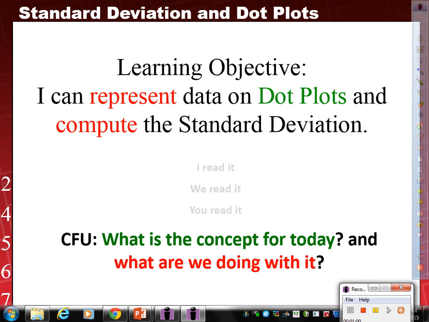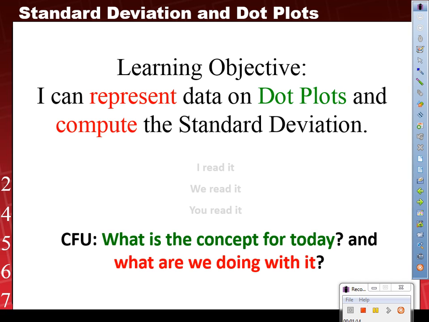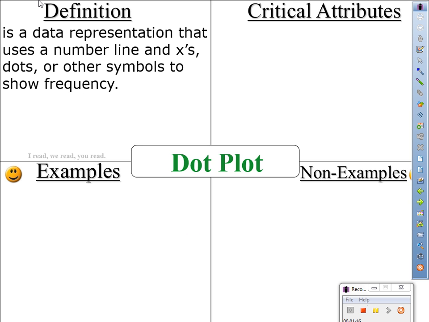Dot plots. This is a concept from last year. Some of you saw it in 7th grade, but I'm going to revisit it today just to make sure we got this. So what are dot plots? Dot plots is a data representation that uses a number line. What does it say? A number line. Does it say number lines? No. A number line, using X's, dots, or other symbols to show frequency.